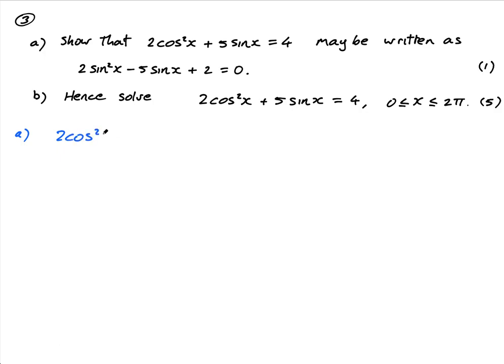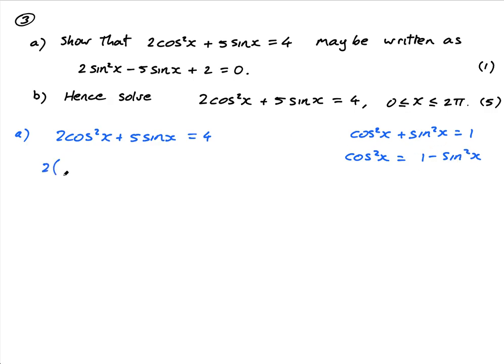So we have 2 cos squared x plus 5 sine x equals 4. Now you might just know that cos squared x is 1 minus sine squared x, but if you don't, it comes from the Pythagorean identity: cos squared x plus sine squared x equals 1. Then by subtracting sine squared x from both sides, you get the other on its own. So cos squared x is equal to 1 minus sine squared x. And now instead of cos squared x, I can put this in.